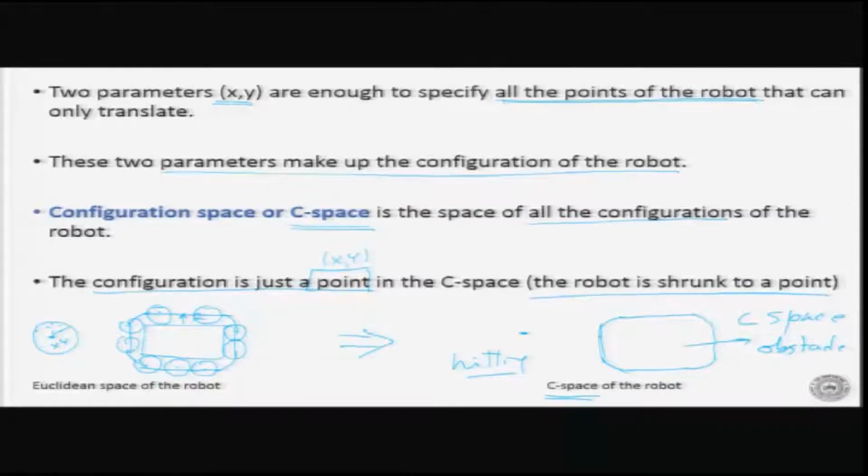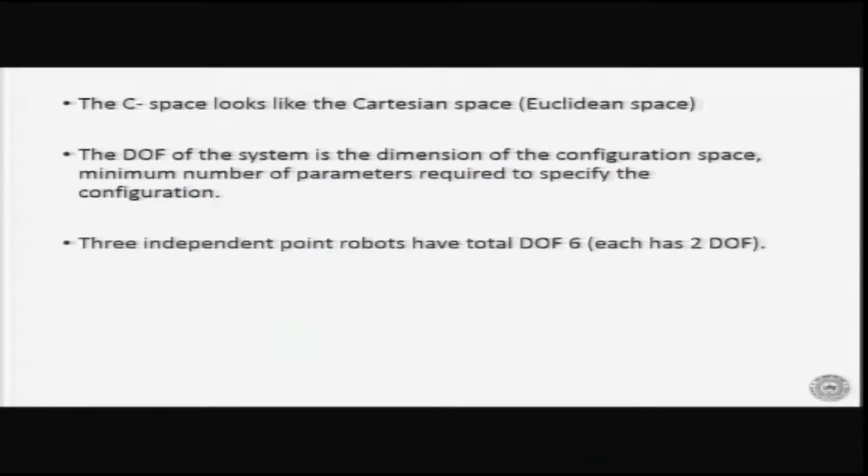So, we come back to hitting the obstacle, which essentially means this point should not even be on the boundary of that obstacle. It should not be inside, it cannot go inside, and it should basically not go onto the boundary of the obstacle. This is the meaning of hitting the obstacle, and this is how we can very easily ensure that the point is not inside the obstacle, which also means the robot is not inside the obstacle. This is very easy to visualize here. Now, going further, we see that configuration space or C space is the space of all the configurations of the robot, and in this particular case x y is enough to specify the configuration space of the robot, and in that configuration space whatever is the shape of the obstacle, that is the C space obstacle now.